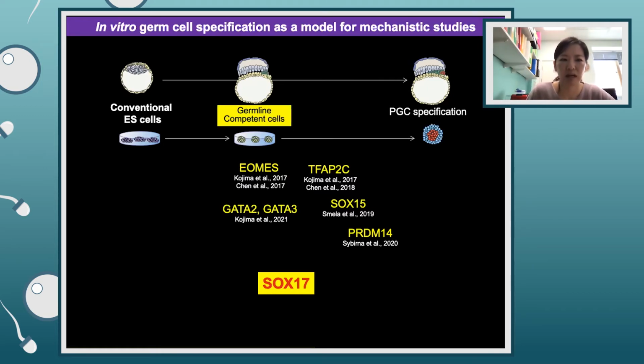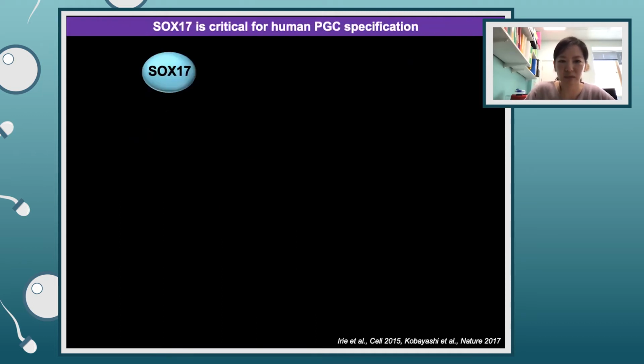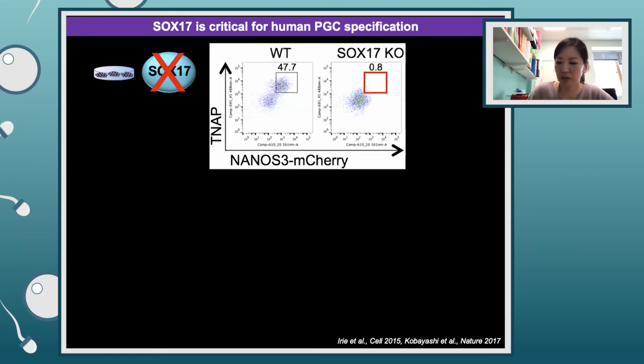is expressed at a very early time point of PGC induction from the germline competent state. To address the function of SOX17, we deleted the SOX17 locus in the genome of human ES cells and induced PGC specification. It was striking to see that PGC specification was completely abolished in the absence of SOX17.